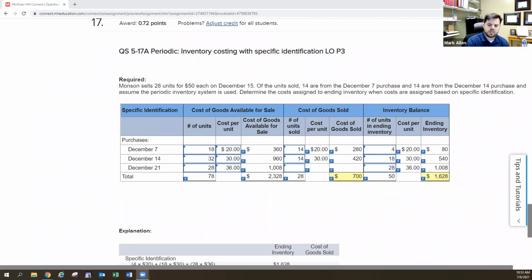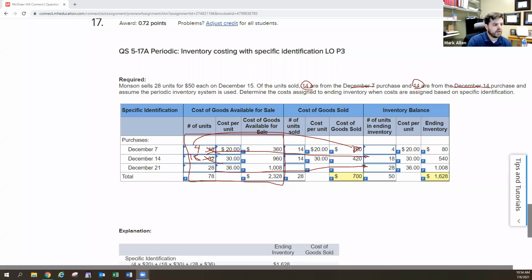And finally, specific ID with periodic is exactly like perpetual. In either case, I know exactly which units got sold. So we're just going to follow the instructions here like we did before, setting up initially my total cost of goods available for sale. And then I can tell, well, okay, we sold 14 from December 7th, 14 from December 14th. So on December 7th, 14 of these got sold, so this goes down to 4. And 14 of these got sold. That goes down to 18. So then we can see there's the 4 coming over, right there. There's the 18 coming over right there. And of course, the 28 flows straight through.